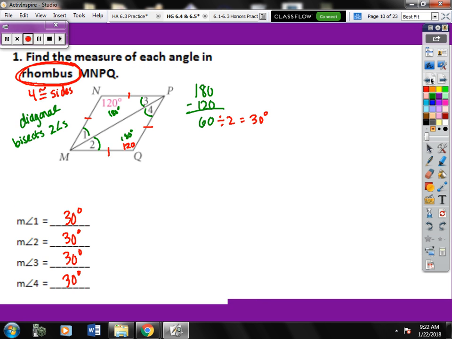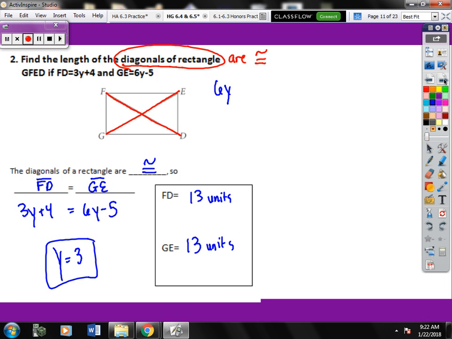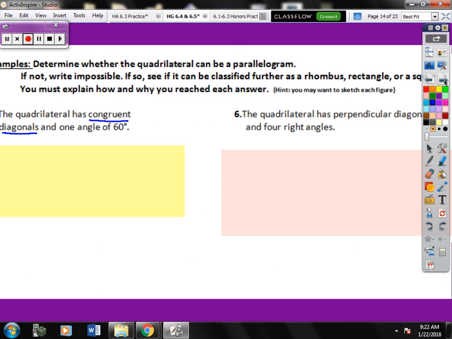If we go back to our theorems, the diagonals of a rectangle are congruent. The rhombus does not have congruent diagonals. So if you look at it, this one is longer than this one. Okay? So, based on this statement, rectangle. Now, technically, a square is a rectangle, so a square would also have these properties.